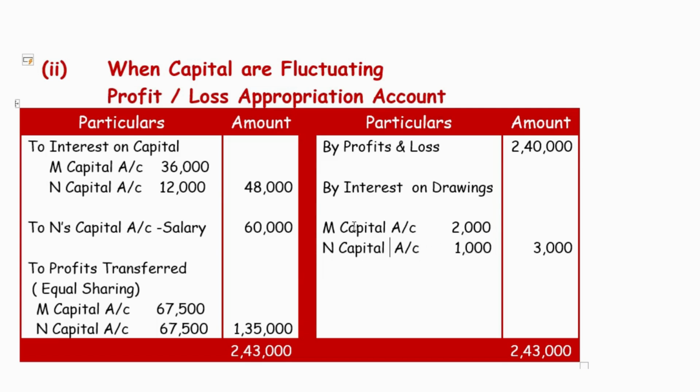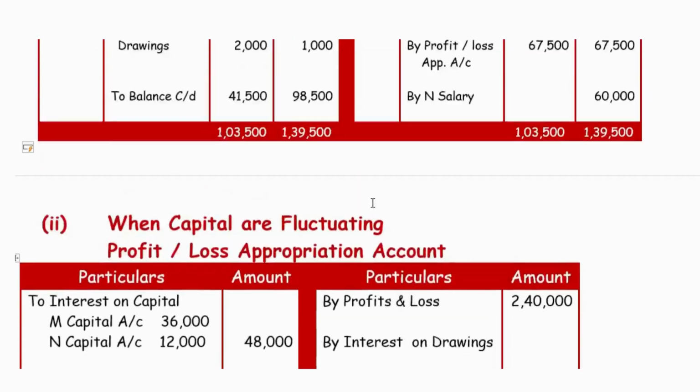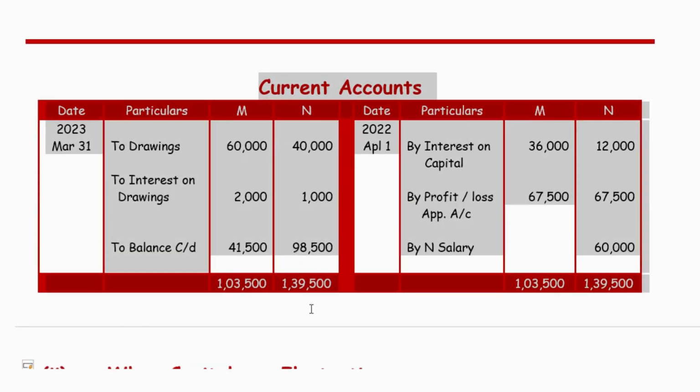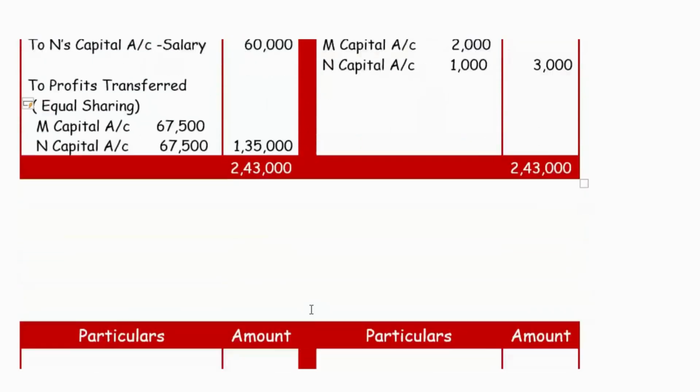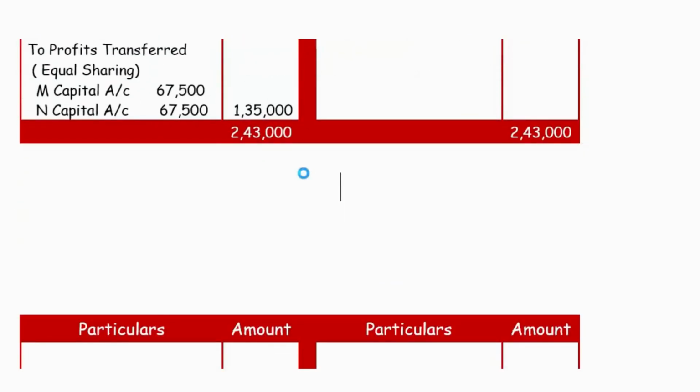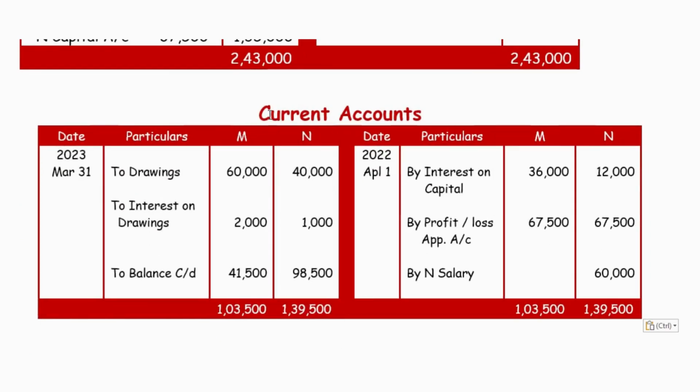For time saving purpose, what I do is I just alter the profit or loss appropriation, and you can also better understand what are the changes that have to be done. So we have prepared the profit or loss appropriation account. And then another thing is the current account, which we made under the fixed capital method, and there is nothing called current account here. So it will be capital accounts only.